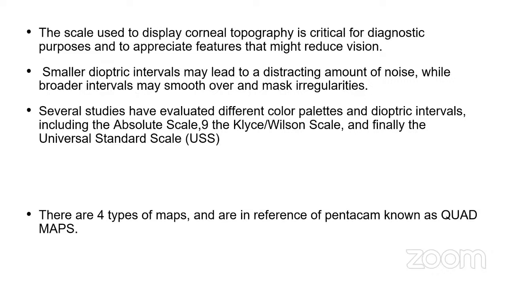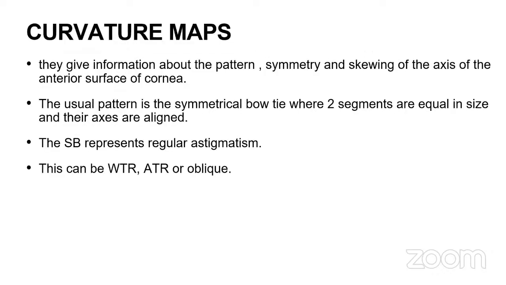There are 4 types of maps in the Pentacam, known as quad maps. The first among the quad maps is the curvatural map. They give information about the patterns, symmetry, and skewing of the axis of the anterior surface of the cornea.